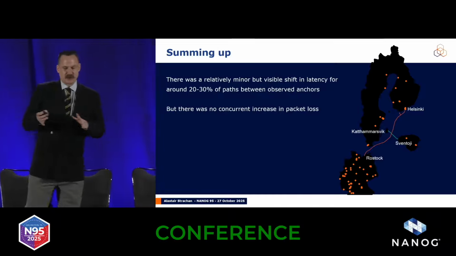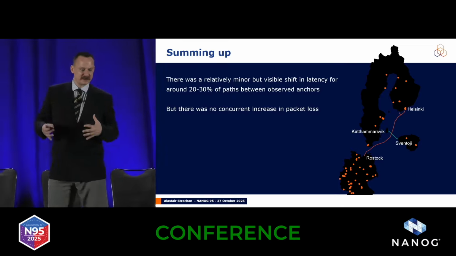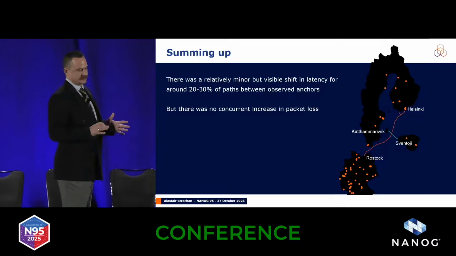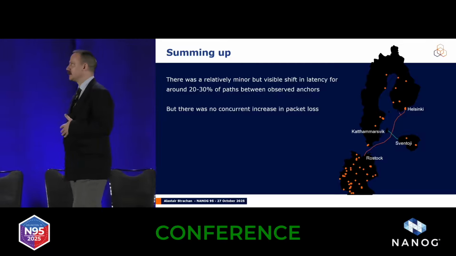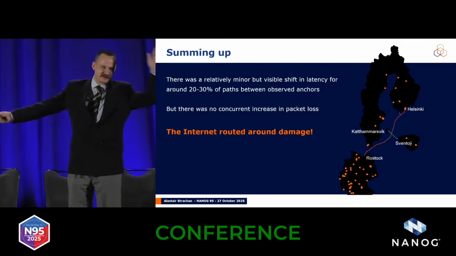So this is just going to quickly sum up what we've seen here. As a whole, we saw a relatively minor but visible shift in latency of around 10 to 20 milliseconds. The cool thing is there was no concurrent increase in packet loss. What does that mean? We are great. End of presentation. The internet works. Have a good day.